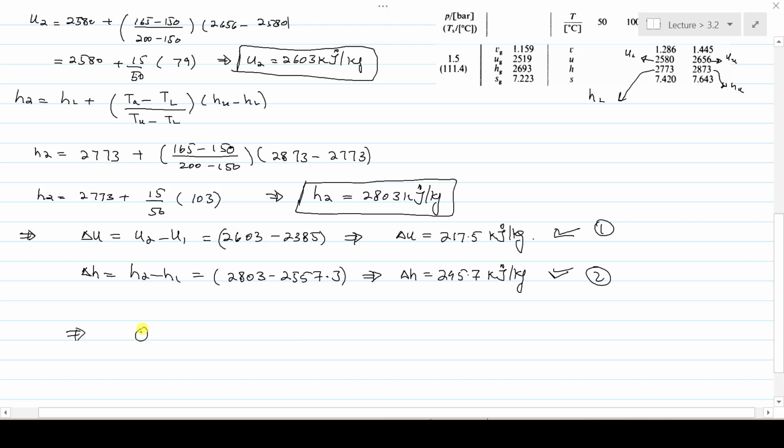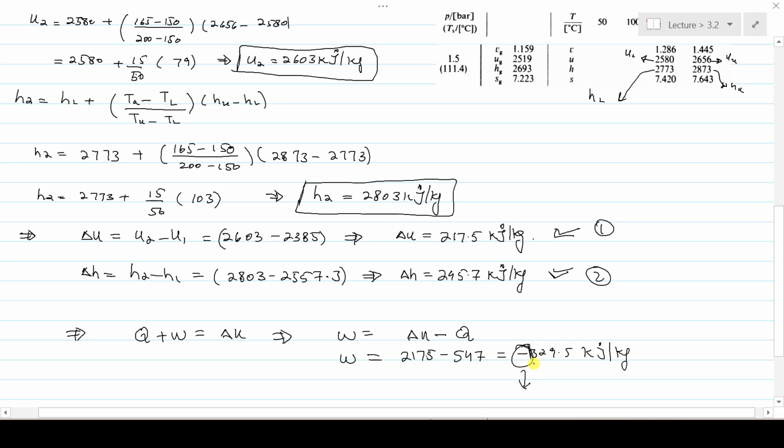Next is to find the work output by the steam. We know that Q plus W is equal to the change in internal energy. Then the work done by the steam will be equal to the change in internal energy minus the heat supplied. The change in internal energy is 217.5 minus the heat supplied, which was 547. Solving this, you will get the work output by the steam. It is minus 329.5 kilojoule per kg. This negative sign means that work is done by the steam.